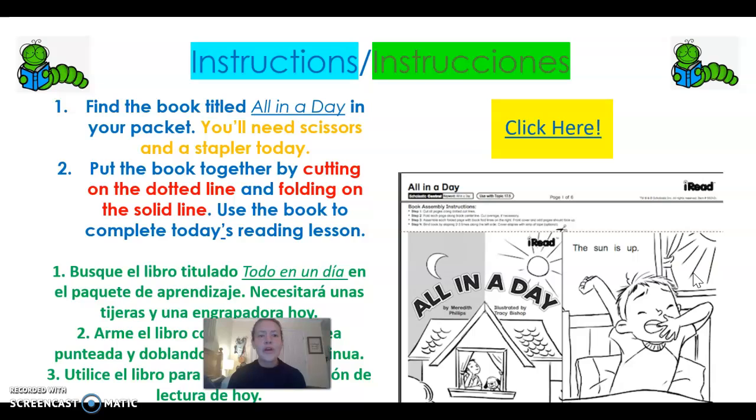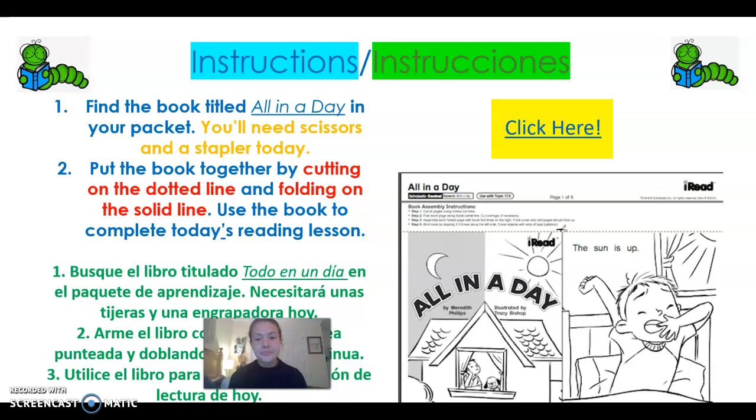So today we are going to be making a new book from our packet called All in a Day. So you'll need to find this book from the packet. It's called All in a Day and it has a little boy on the front. And today you'll need scissors and a stapler to cut and piece your book together.